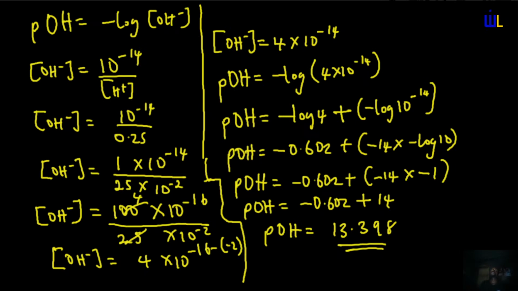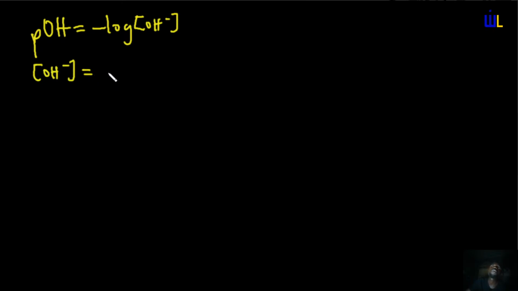Okay, so I'm going to resolve using the other method. I said that pOH is generally equal to negative log of the concentration of OH minus, and the concentration of OH minus is simply equal to 10 raised to power minus 14 all over the concentration of hydrogen ion.